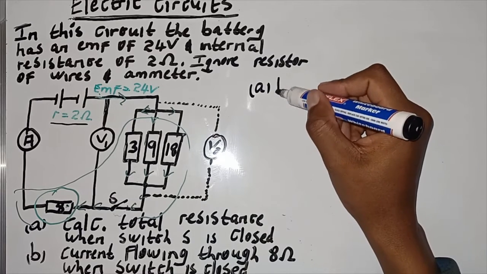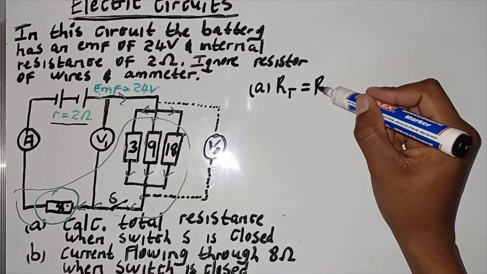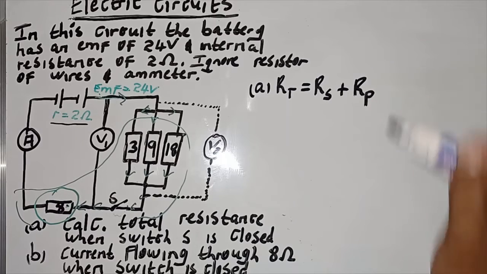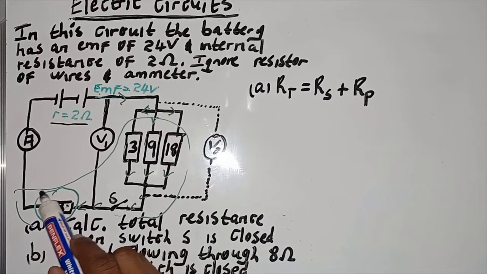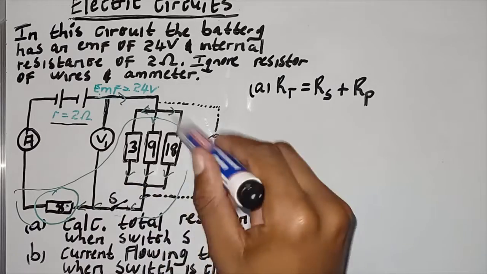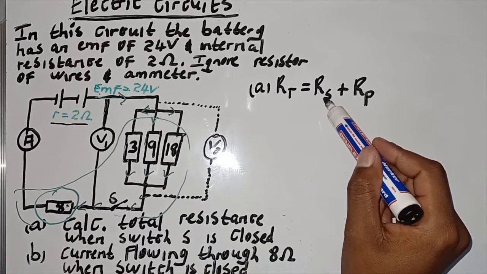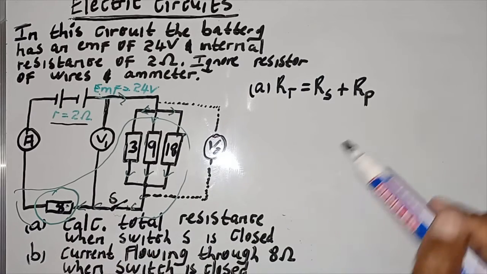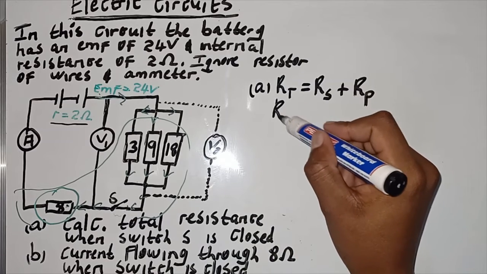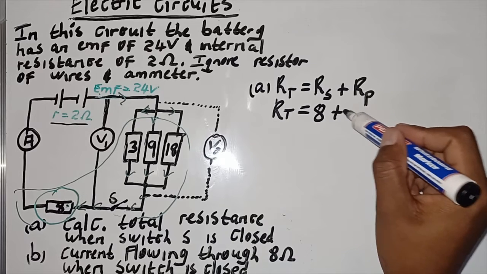Every time, the total resistance of a circuit is the same as the resistor that is in series plus the resistor that is in parallel. So we are going to combine this resistor plus these resistors to get the total resistance of our circuit. Already we have the resistor that is in series, which is 8 ohms, and also the resistors that are in parallel, which are these ones. So I'm going to substitute what I have. RT is equal to RS, which is 8, plus RP.